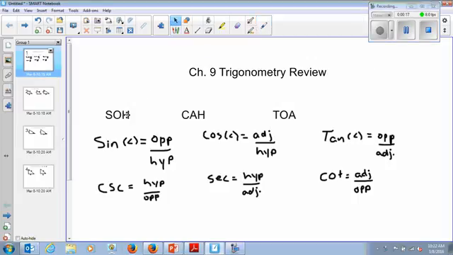So one thing that's important here is our acronym that we use to help us remember trigonometry, which I call SOHCAHTOA or SOHCAHTOA, however you want to say it. Usually when I say it fast, I say SOHCAHTOA.